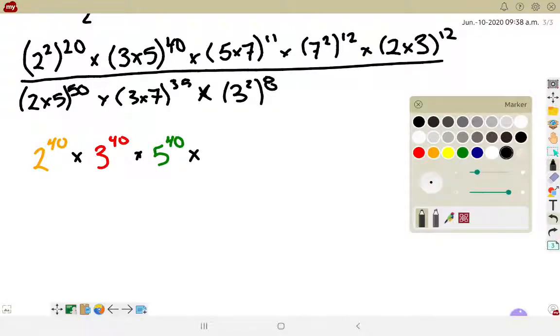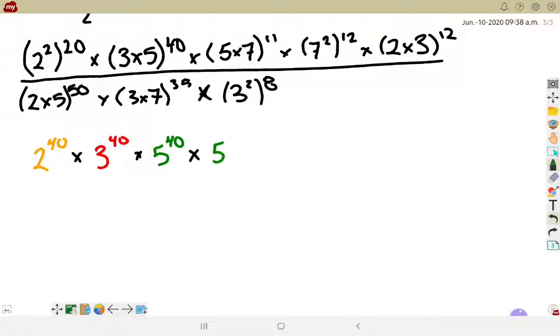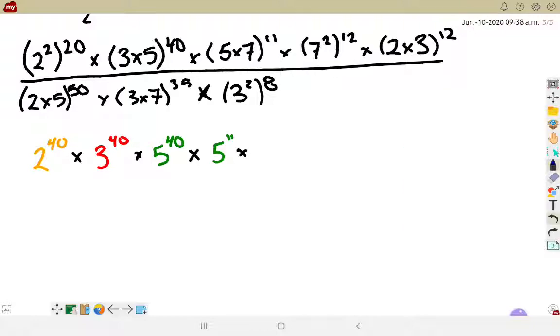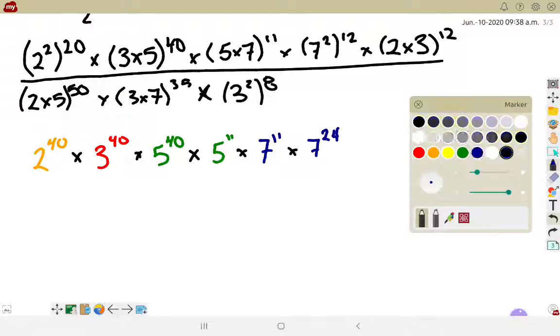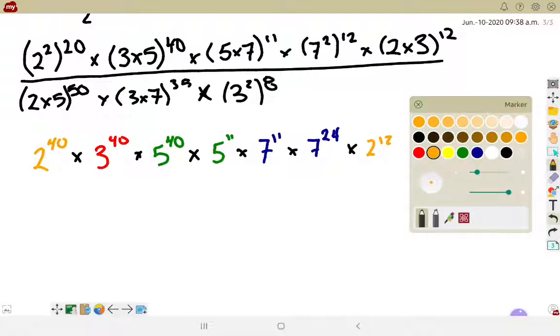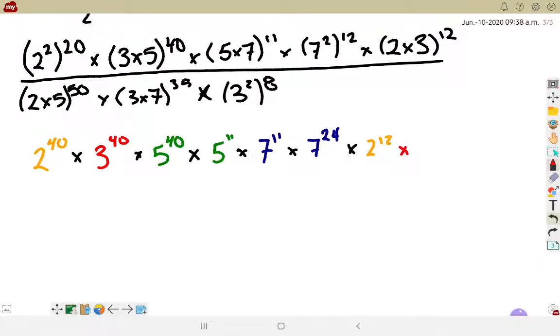Then I've got 5 with an exponent of 11 when I bring that one in, and 7 with an exponent of 11, everybody's favorite combination. And then our next one is 7 squared to an exponent of 12, so when I multiply those exponents, we get 7 with an exponent of 24. And then we're on to the 2 times 3. So the 2 gets an exponent of 12, and the 3 gets an exponent of 12.